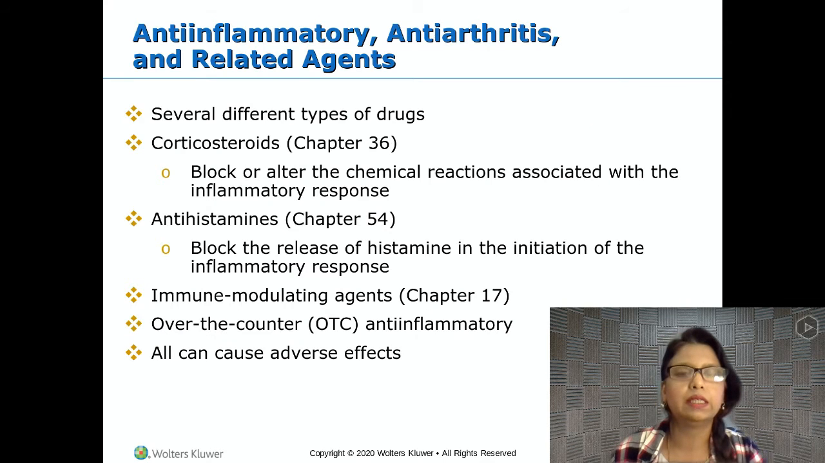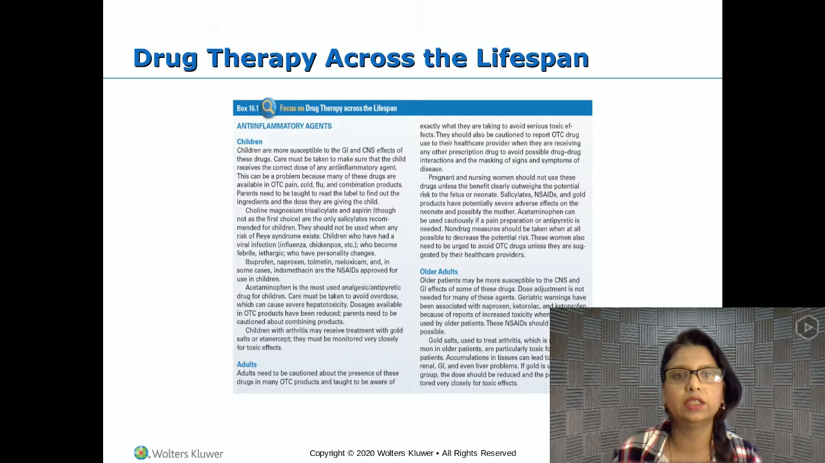Okay, anti-inflammatory, anti-arthritic, and other related agents. So we know some corticosteroids are anti-inflammatory medications, as antihistamines are also anti-inflammatory medications, such as Benadryl. Corticosteroids are just fludrocortisone and hydrocortisone. Immune modulators we're going to study in the next chapter. They are under MABs like rituximab. So MABs, and over-the-counter anti-inflammatory medications, are all combinations.